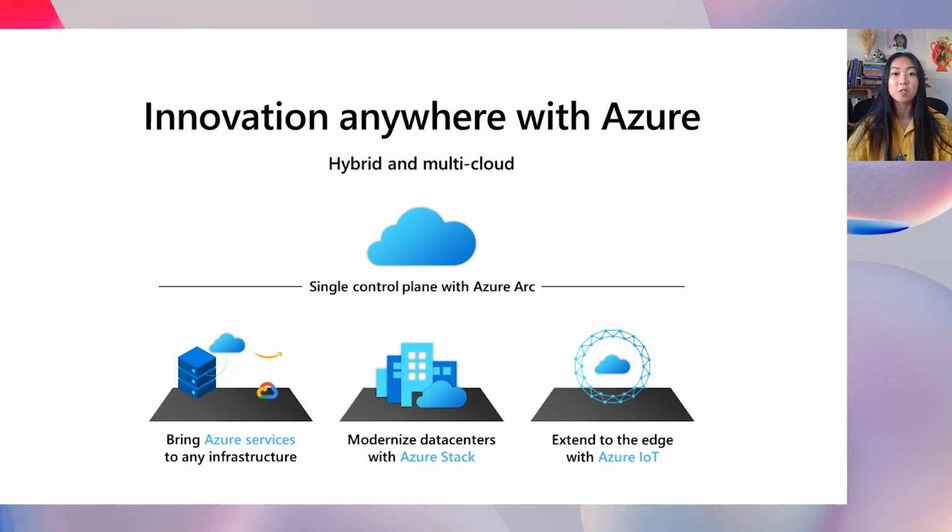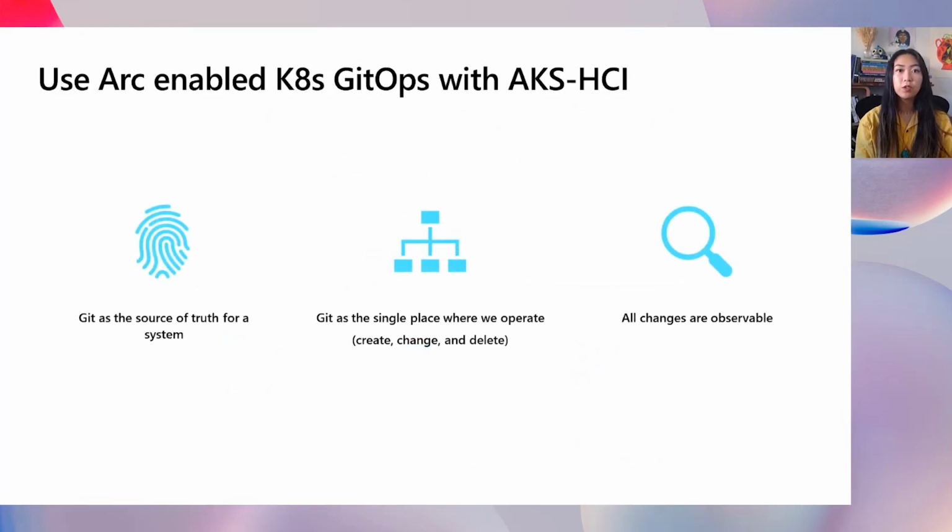As a result, you can gain real-time insights and deliver immersive experiences at the edge of your network, opening up endless new business opportunities. When you use Arc-enabled GitOps to deploy containerized applications on AKS on Azure Stack HCI, Git is your single source of truth. All actions taken by developers and admins on your AKS on Azure Stack HCI cluster happen in Git, and all changes are visible to project teams and can be tracked.